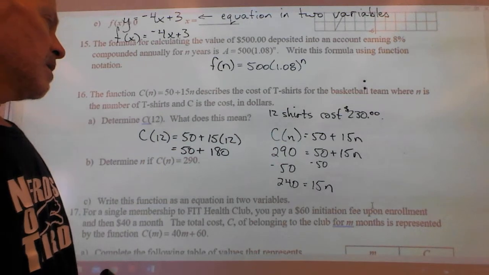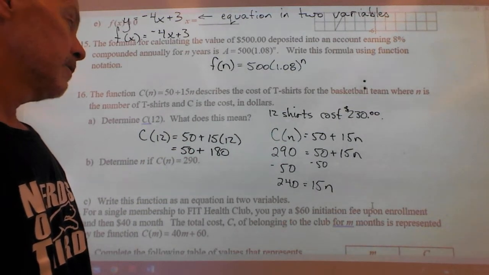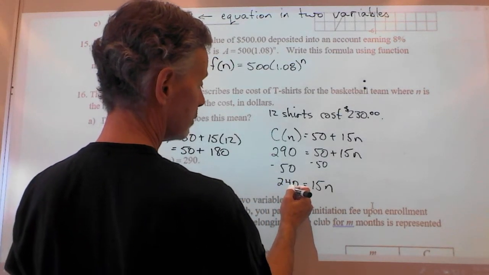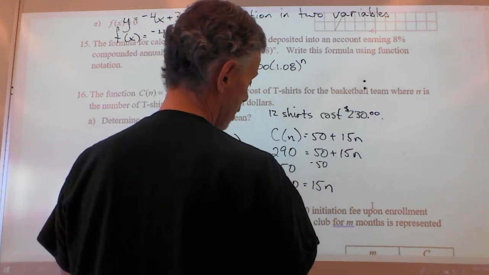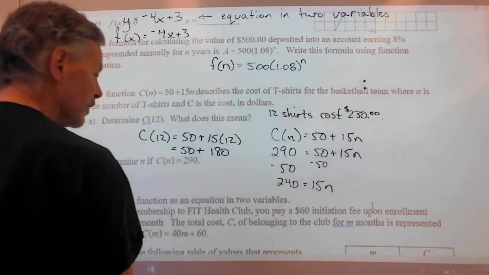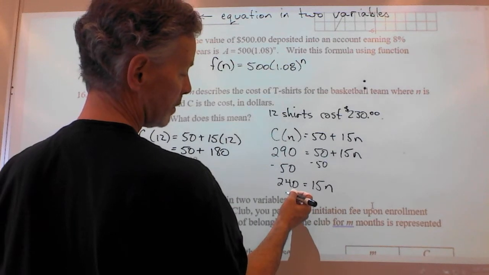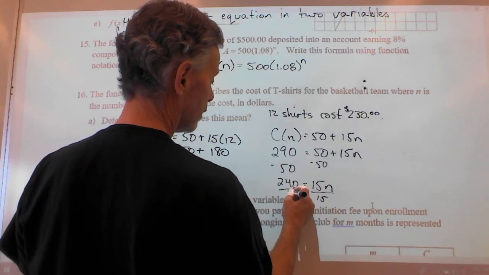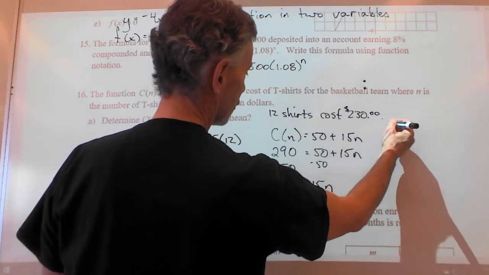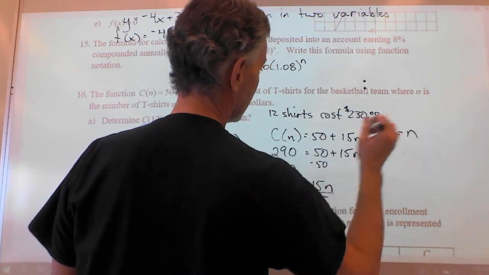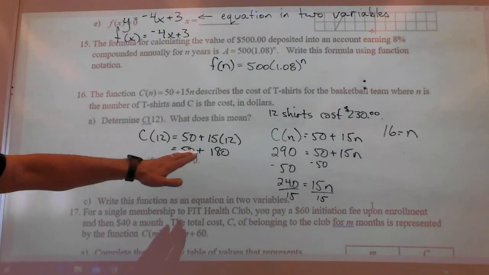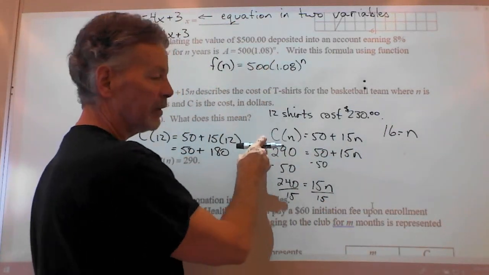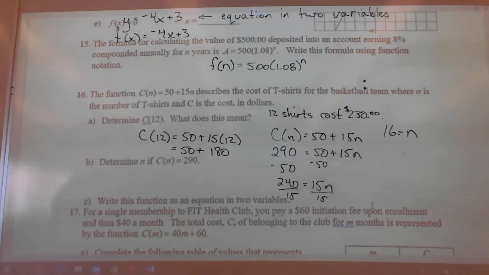And what would that be? I guess 8? No, it's not 8. Oh, I'm going to have to get my calculator. 16. 16? 60? Yeah. Okay. So divide both sides by 15. And that gives us a value. We'll put it over here. 16 equals n. Okay? And again, what does that mean? It means the cost of 16 t-shirts will be $290. Okay?